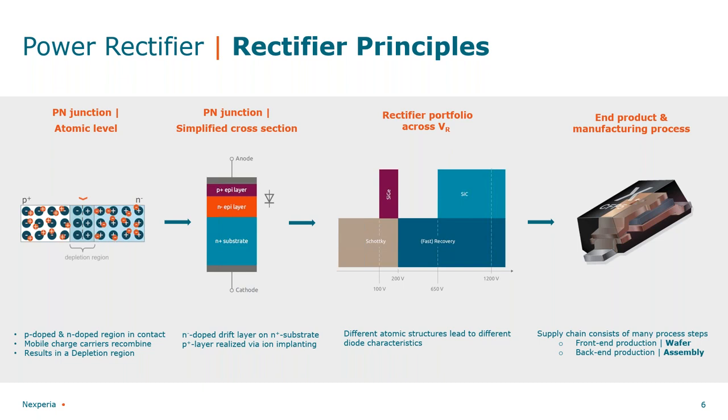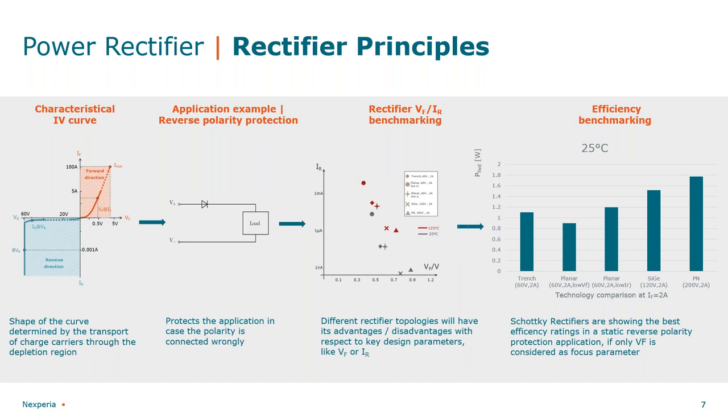And here we have our Schottky rectifiers going up to 200 volt, silicon germanium also up to 200 volt, between 100 and 200 volt, bridging the gap between Schottky and recovery rectifiers, and then also silicon carbide in the high voltage area. Then we showed a short movie which illustrated the quite complex manufacturing process of rectifiers before we then introduced a very characteristic IV curve of a rectifier.